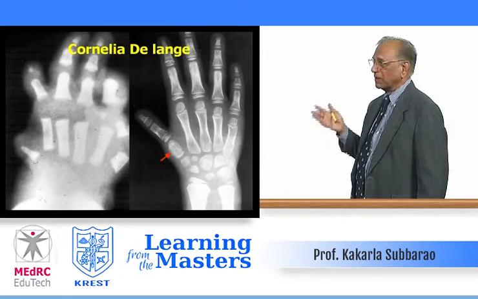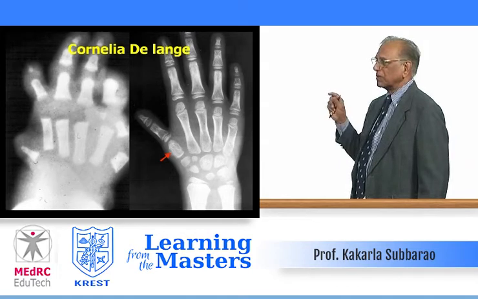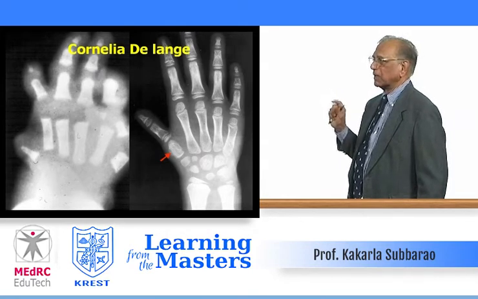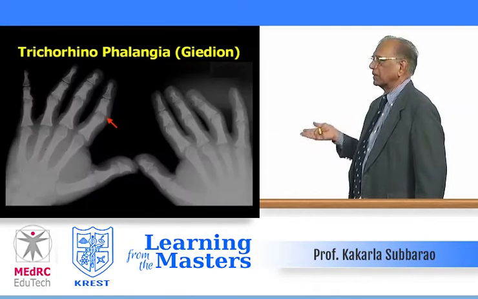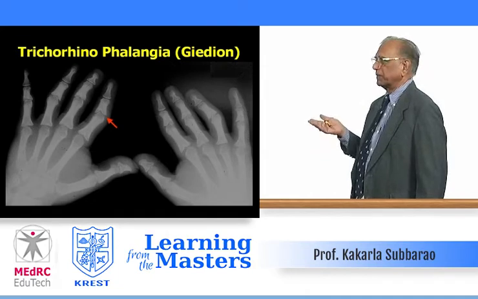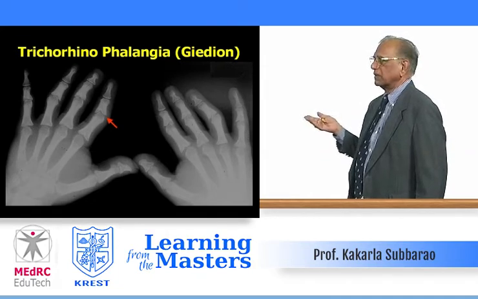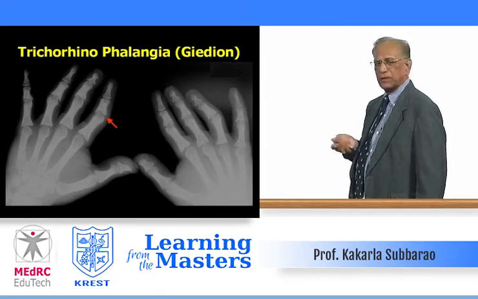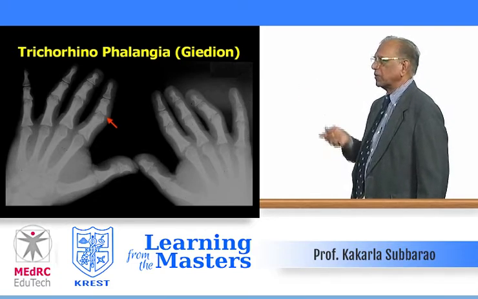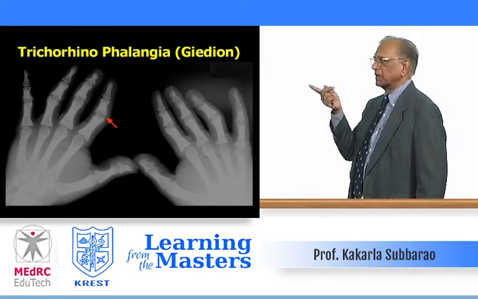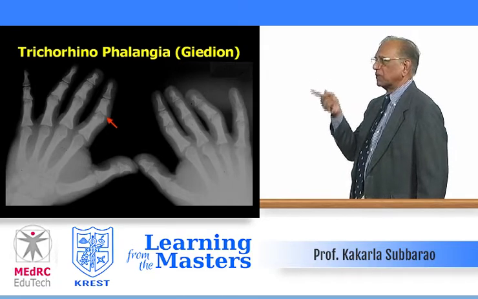But what are the radiographic changes? One, you see the short first metacarpal. That is important. Occasionally you may get a polydactyly. Tricho-rhino-phalangeal dysplasia or Giedion's disease, where there are some changes in the upper nasal tract, and of course changes in the coned epiphysis is important. You look at some of the phalanges, you find the coned epiphysis.